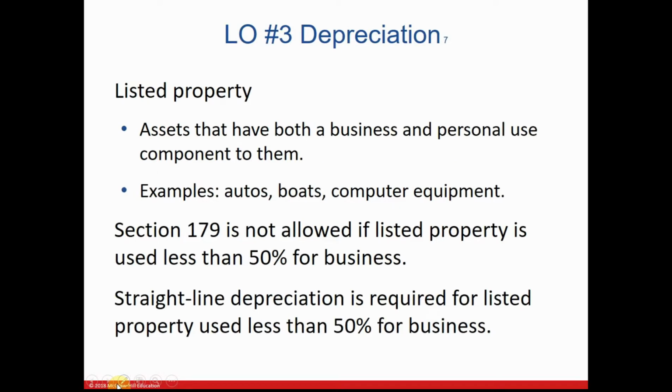There are certain kinds of property that are used both for business and personal purposes. For example, a computer at home may be used for personal purposes, and it may be used for business purposes. Auto is another pretty common example where a family's automobile may be used for business purposes and for personal purposes, and therefore the cost and depreciation would have to be allocated appropriately.